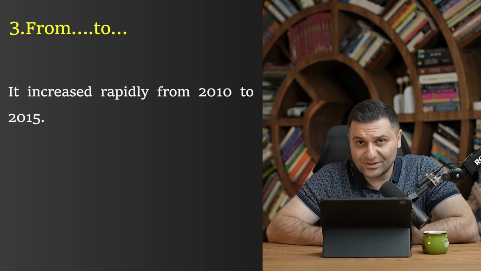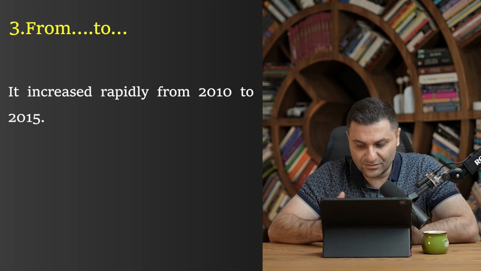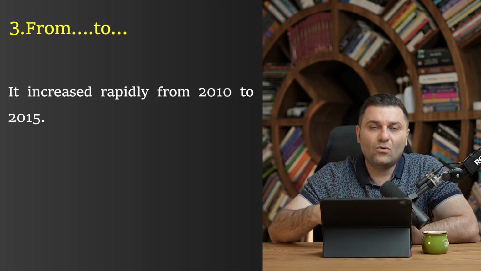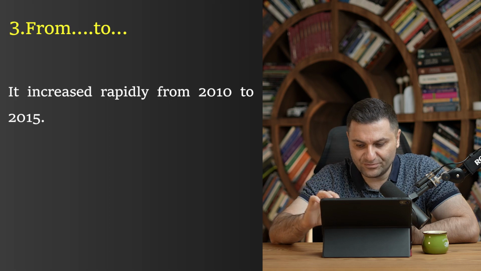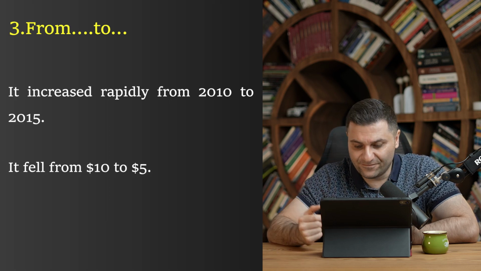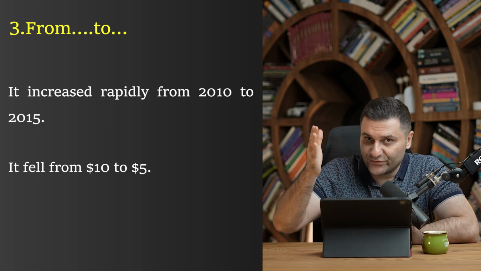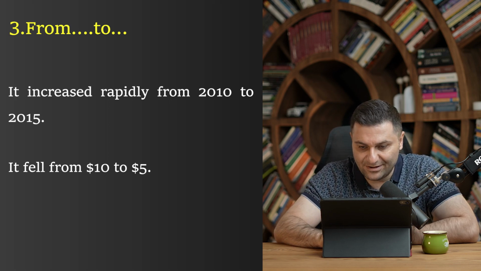Our next preposition is from, to. One of its uses is about a period of time, for example, it increased rapidly from 2010 to 2015. So it increased rapidly from date to date. Or sometimes we want to talk about a change in data, for example, it fell from $10 to $5. It dropped from $10 to $5. It is about the change in data.